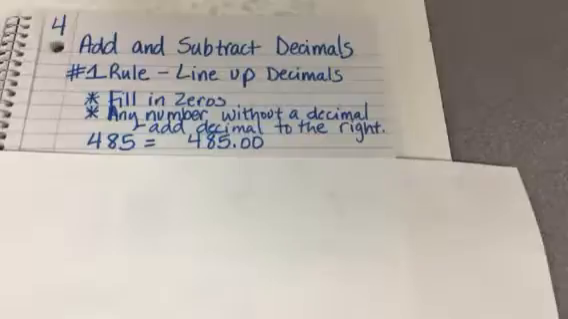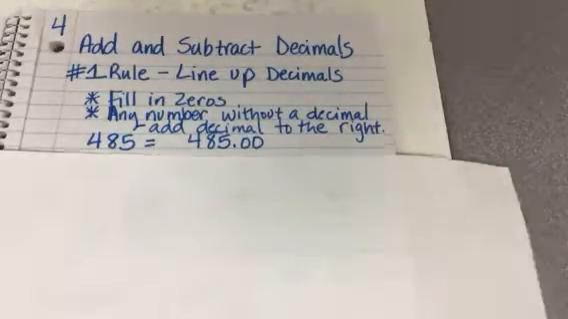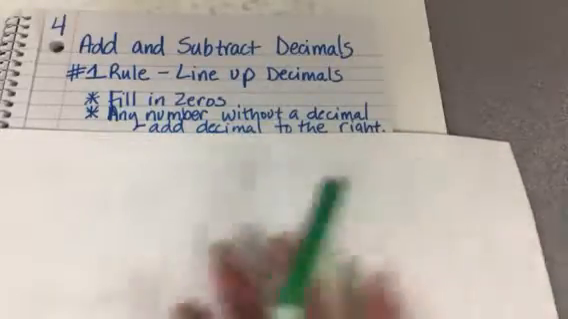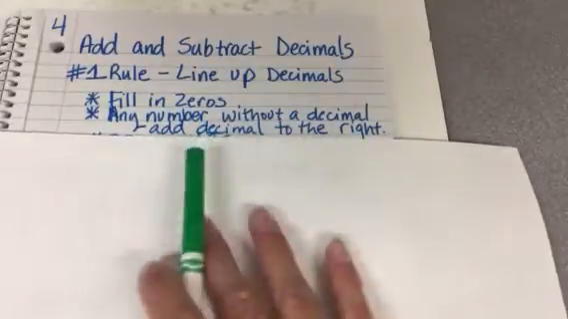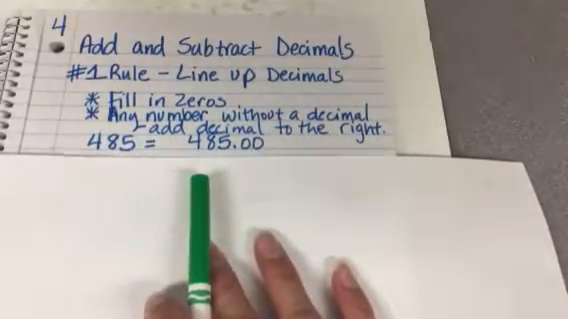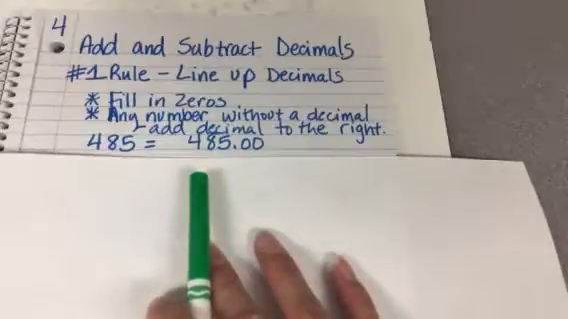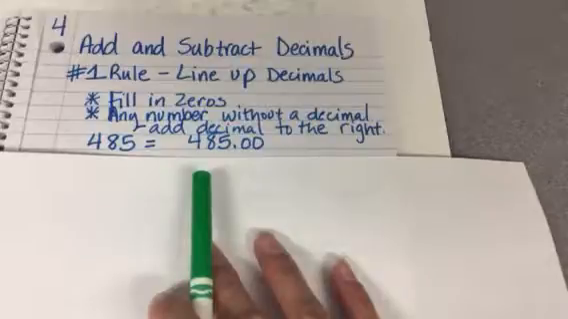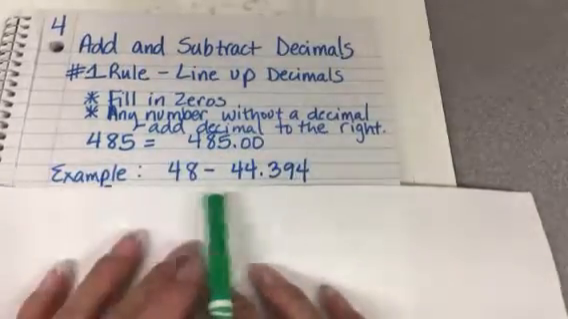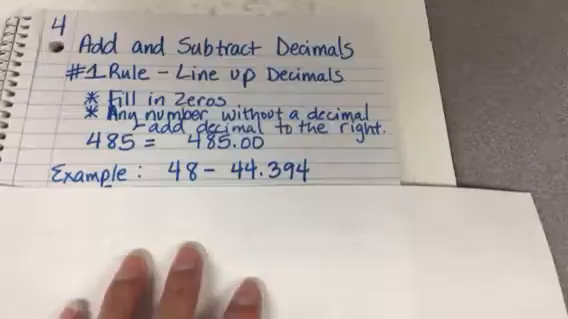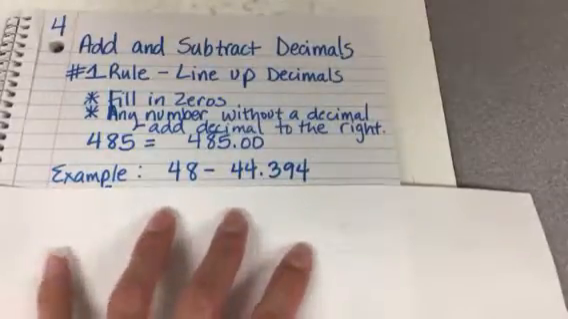So here we are at station 4 again. This is the second video that goes with station 4. I know in the first video, the last thing you saw was fill in any numbers without a decimal. That means that you add your decimal to the far right. The example for that is 485 equals 485.00. That just means that you can add a decimal to the right and add zeros behind your number. Okay, so our example is going to be 48 minus 44 and 394 thousandths.